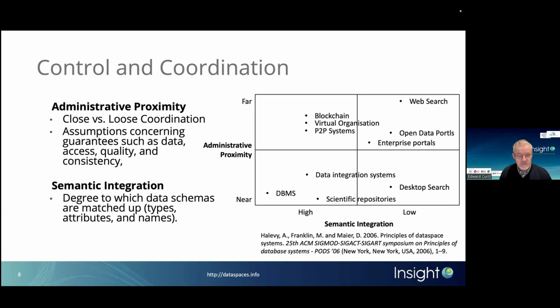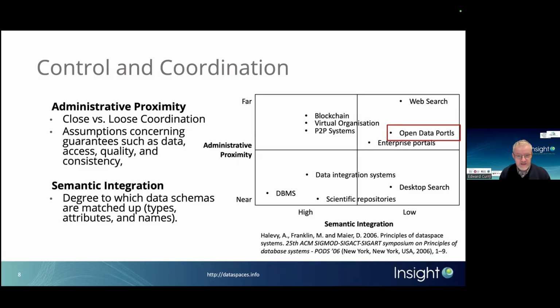At the other extreme, what you look at is web search. So web search basically doesn't have much coordination over the different sources that work together, and you also have low levels of semantic integration. And this is the dichotomy that we have. The more control and integration you want, the higher the costs. The less control and coordination, the less integration, the lower the costs. And that's really the challenge that we look at.